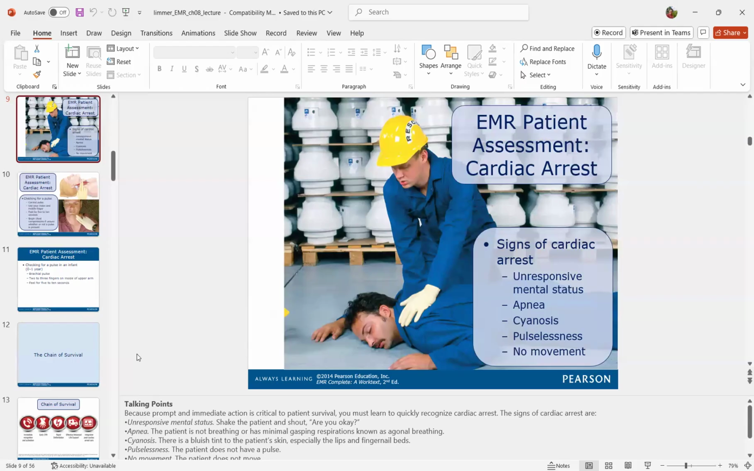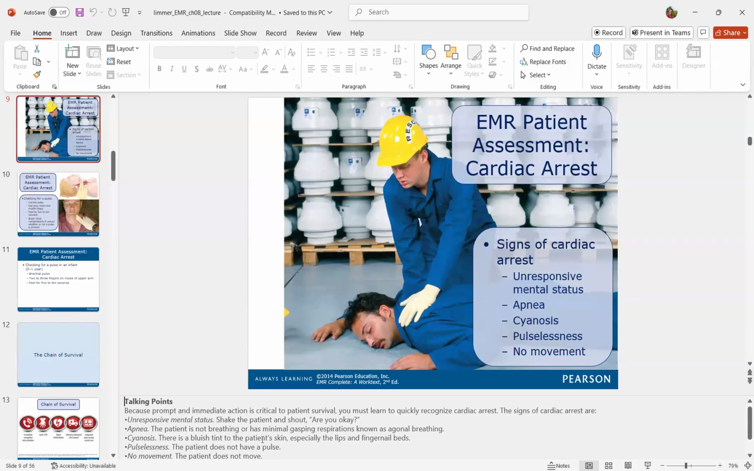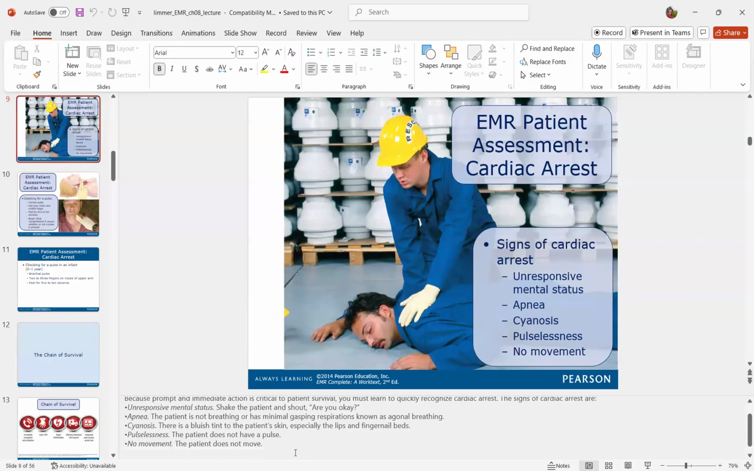Cyanosis, again, is that bluish tint to the patient's skin, usually around the lips and the fingernail beds, is where you're going to see that first. Pulselessness, if the patient doesn't have a pulse. And if you don't see any movement, the patient isn't moving at all. So these are some signs of cardiac arrest.